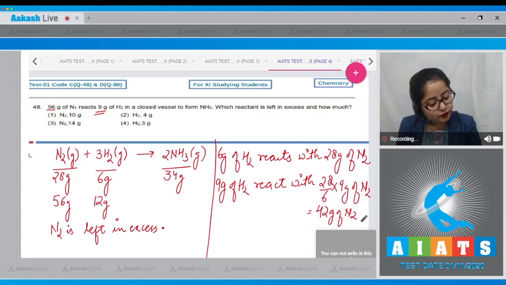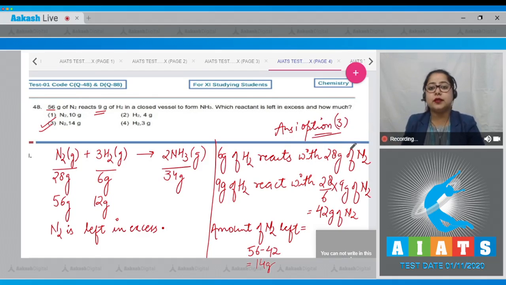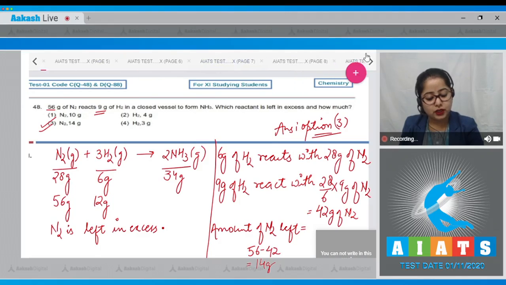42 gram of N2. So the amount of N2 left is equals to 56 minus 42, which is equals to 14 gram. That means the correct answer is option number 3. N2 is left in excess and 14 gram. That means 14 gram of N2 is left in excess. Moving to next question, students, which is question number 49.